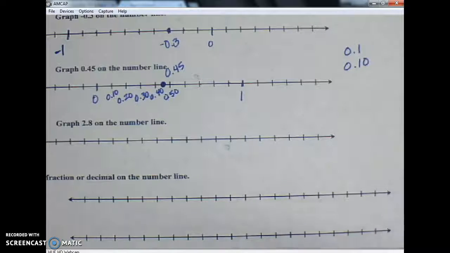We're not ever going to go out to the thousands, so don't worry about that. We're only going to do tenths and hundredths on the number line.